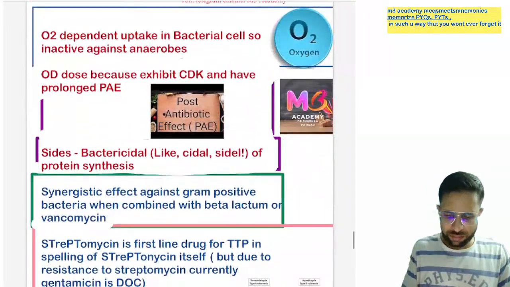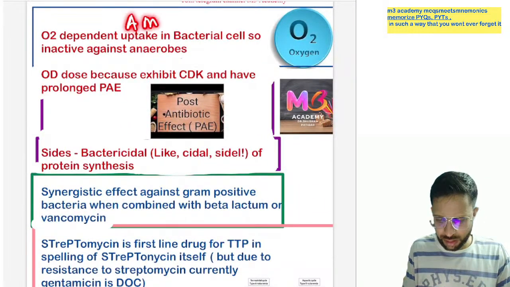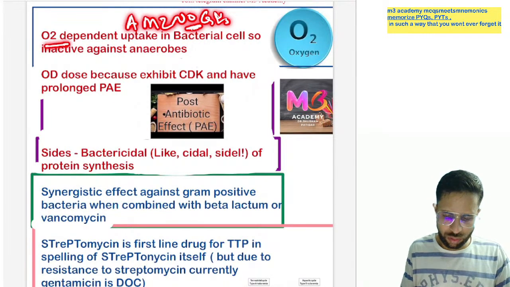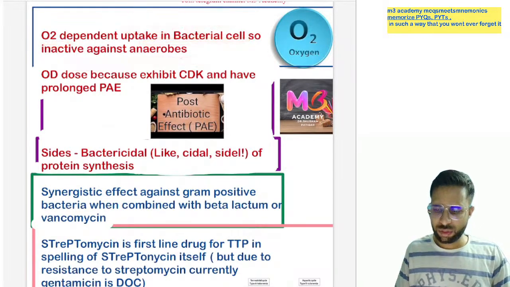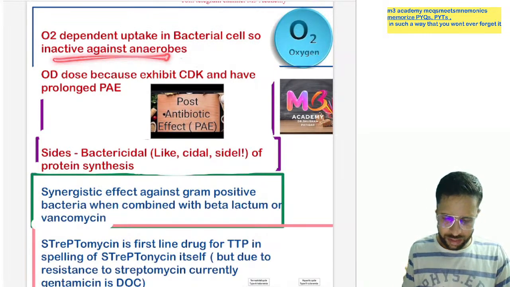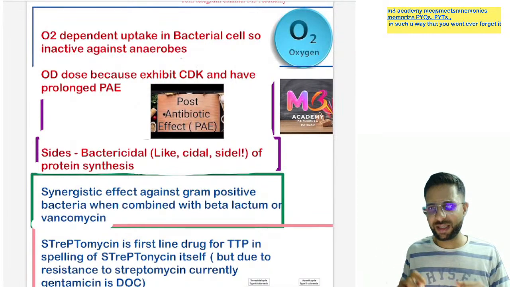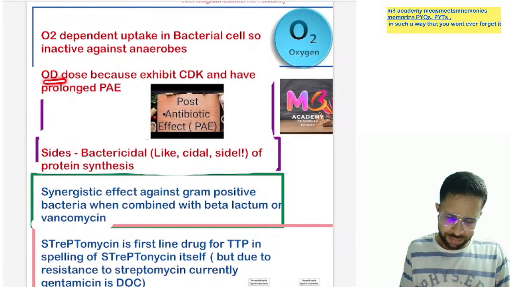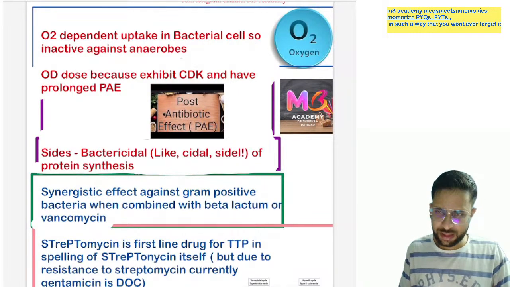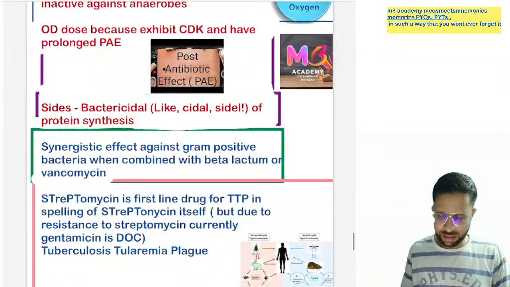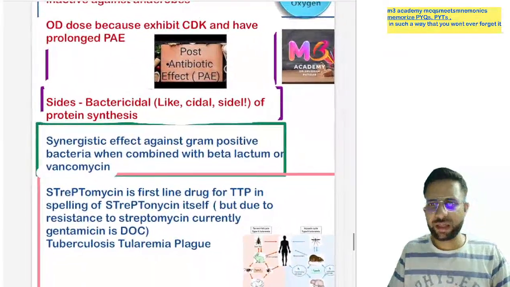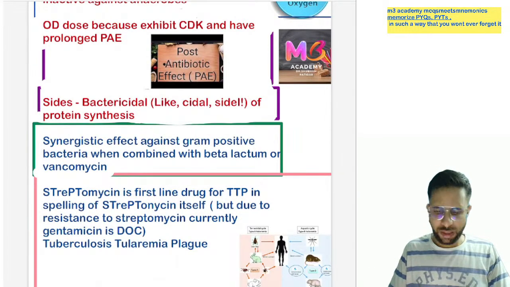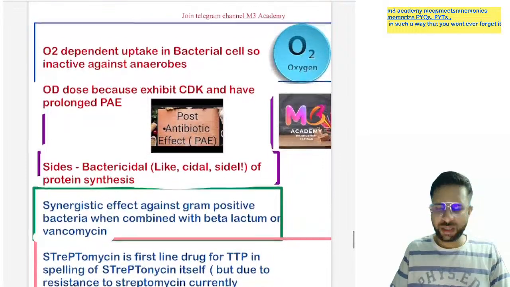Yes. So we are proceeding with the aminoglycosides, and the next alphabet in aminoglycoside is O. O means you can say O2 dependent uptake in the bacterial cell. So oxygen-dependent uptake in the bacterial cell means it is inactive against anaerobes, and also inactive against salmonella. Yes, it is effective for gram-negatives, but ineffective for salmonella. Now, O for OD dose, because they exhibit concentration dependent killing and a prolonged antibiotic effect. Yes, this is the post antibiotic effect, and we already conducted a session on CDK, TDK, and the PAE. You can revise from the premium topic group. Yes, so you can register via the link.